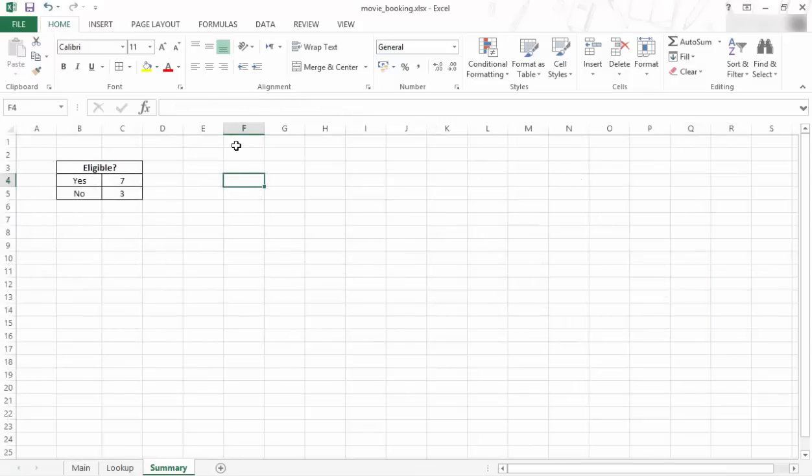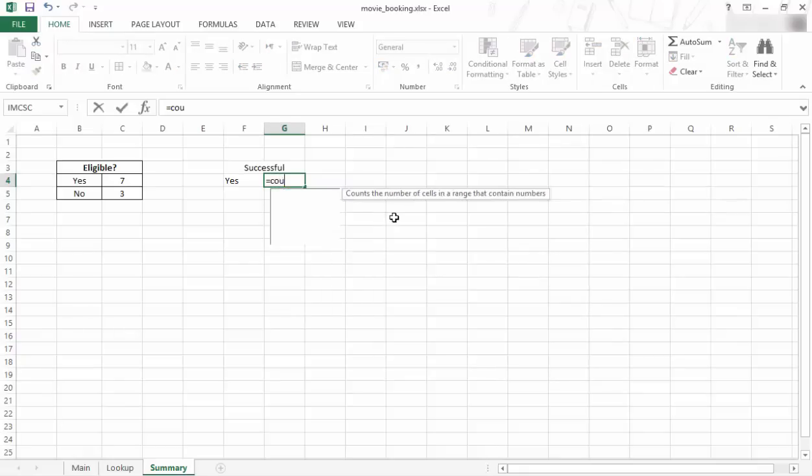So I go to my summary and for this case I just want to see who was successful, and I'm going to merge that, and I want to see in this case who was successful that had a yes and a yes. So what we're going to do is enter the Countifs formula, notice the S. I'm going to open the bracket.